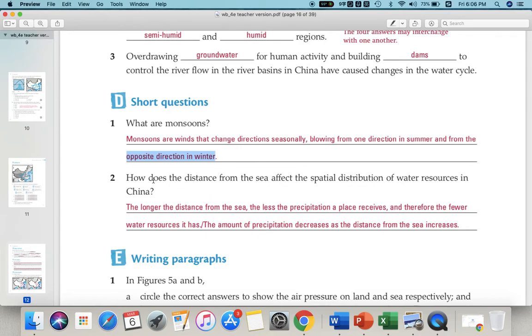For number 2, how does the distance from the sea affect the spatial distribution of the water resources in China? Generally, the longer the distance from the sea, the less precipitation the place gets. It is because it is further away from the sea, so less water could be transported, and therefore the water resources will be fewer.